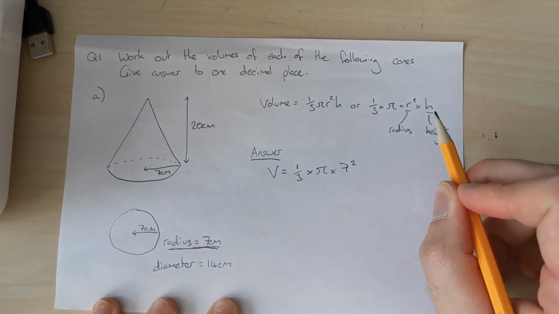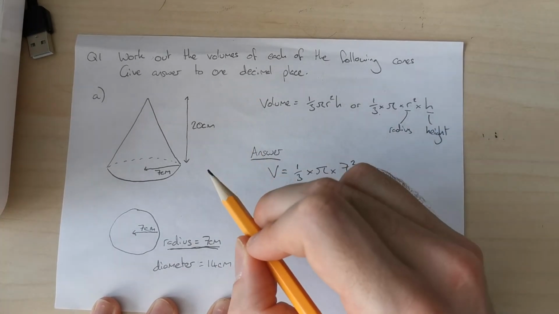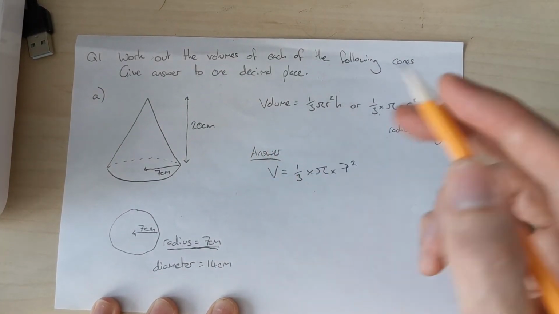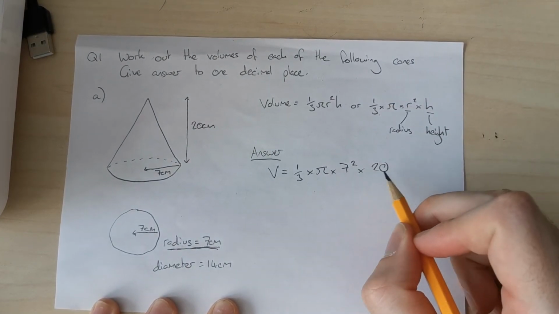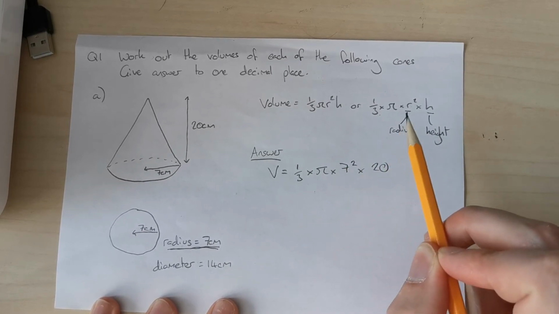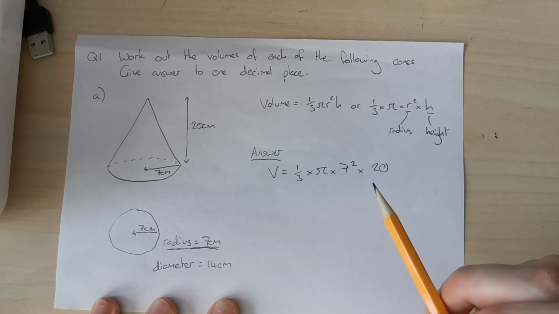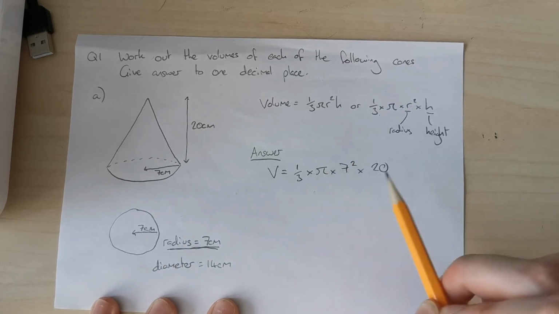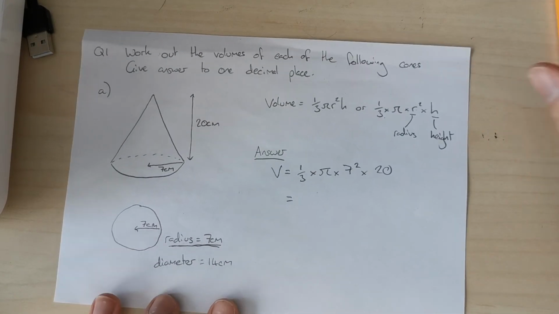And then we've got times r, and for us, times h, and for us, h, the height, is equal to 20. So instead of times h, I'm going to put times 20. So I've written out the full rule, but I've substituted the letters with their appropriate numbers for this particular question. So now I've got down what I'm going to type into the calculator. So now let's actually work that out.